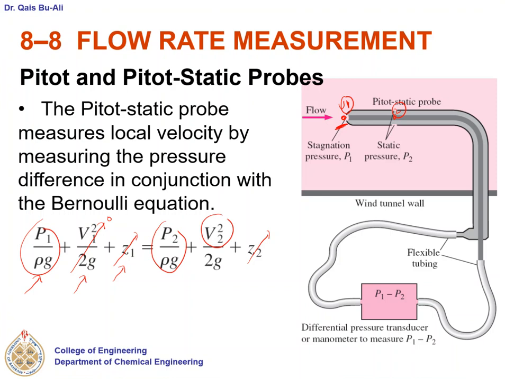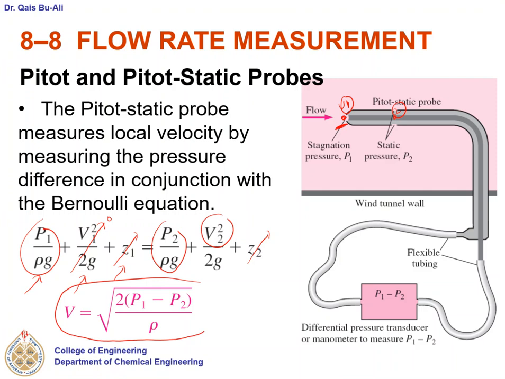So I can solve for the velocity at point 2, and by doing this, I can get this equation: V is equal to the square root of 2(P1 minus P2) divided by rho. And this V, of course, is the velocity here at point 2. As you can see, by just knowing the pressure difference and knowing the density of the fluid, I can get the velocity at a point. This is local velocity. Why? Because I can move this Pitot static probe up and down and get the velocity.